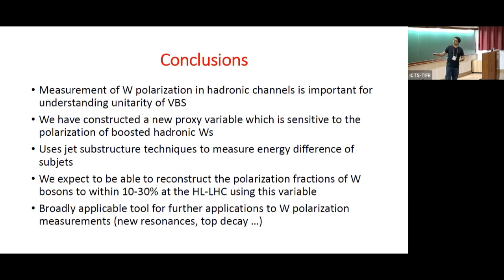It uses jet substructure techniques to measure the energy difference of the subjets, which is much more reliable as a way to reconstruct cosine theta star than the opening angle currently used by CMS. And we expect to be able to reconstruct the polarization fractions of W bosons to within something like 10 to 30% at the high luminosity LHC with 3 inverse ab of data. I gave you one application, which is WW scattering, but there are many other applications for this tool. You could use it for new resonance searches decaying to WW, to know whether it's a scalar or pseudo-scalar resonance, or to measure polarizations of tops in top decay.